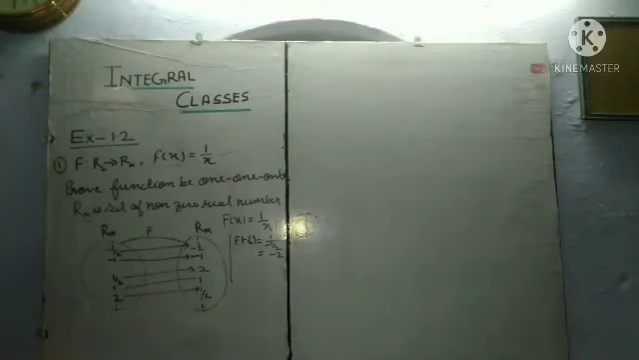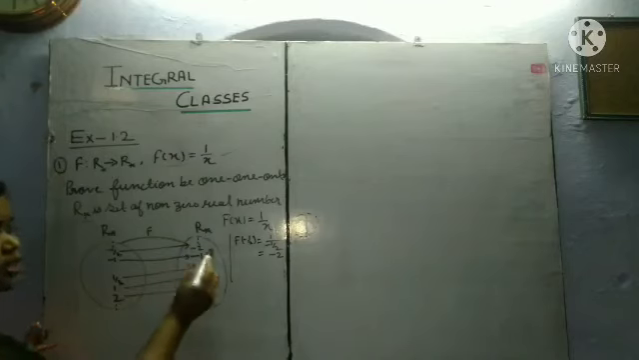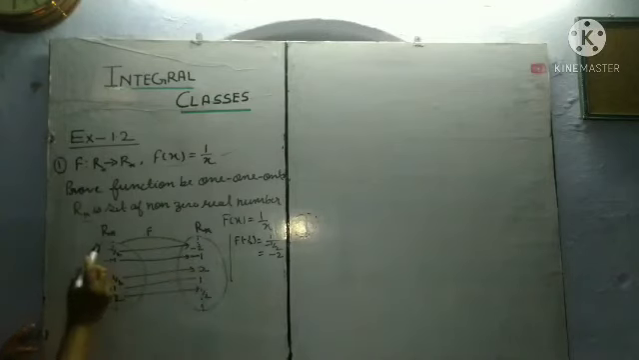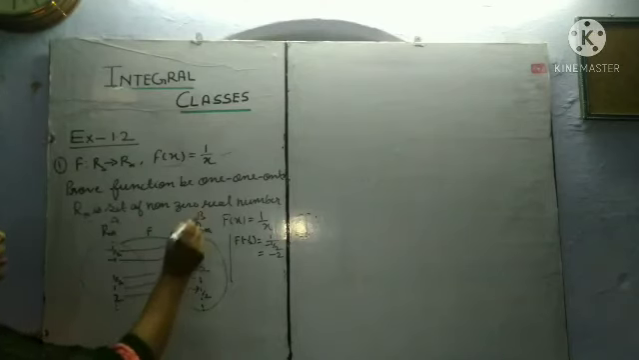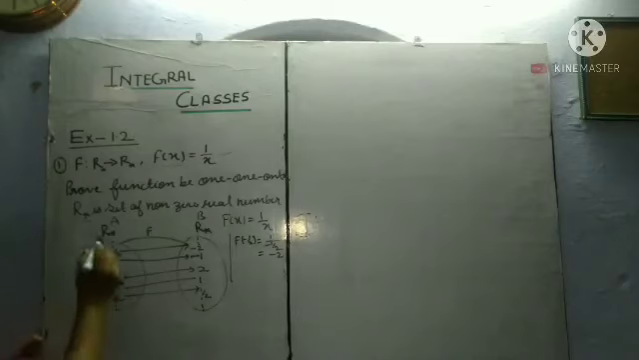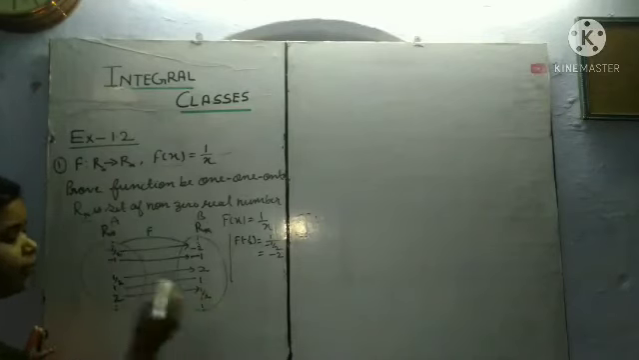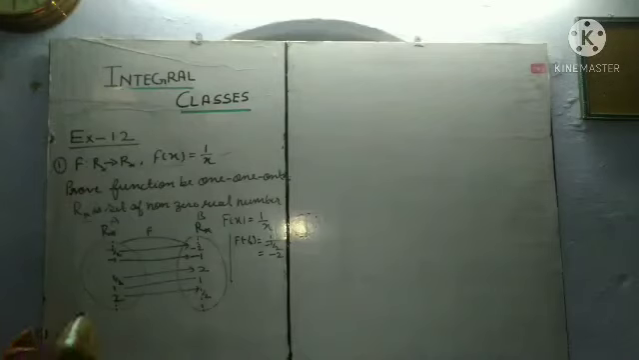So, student, as we observe here, every element of set A has a unique image in set B, because the function is defined from R star to R star. Suppose this is A and this is B. So every element of A has a unique image in set B. As we observe here, this kind of function is called one-one.